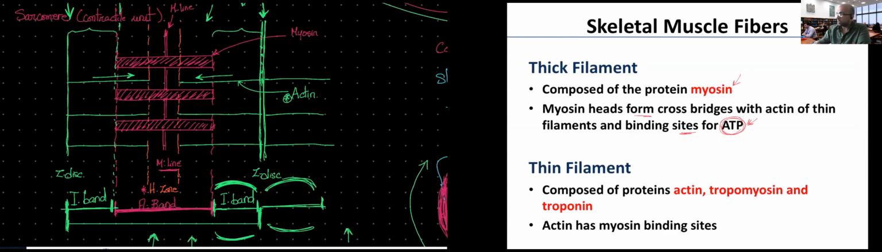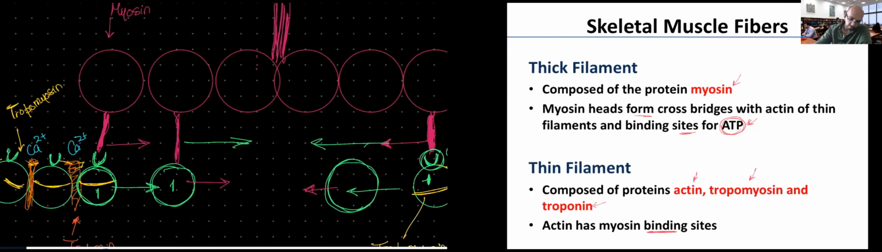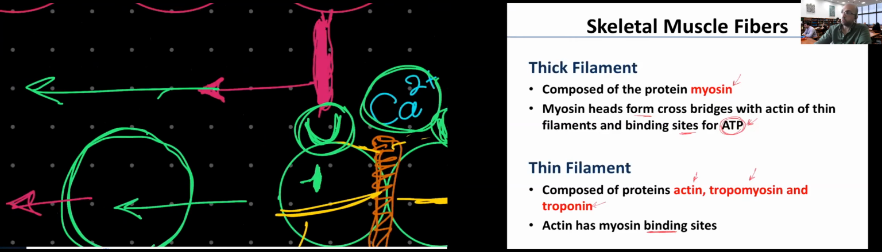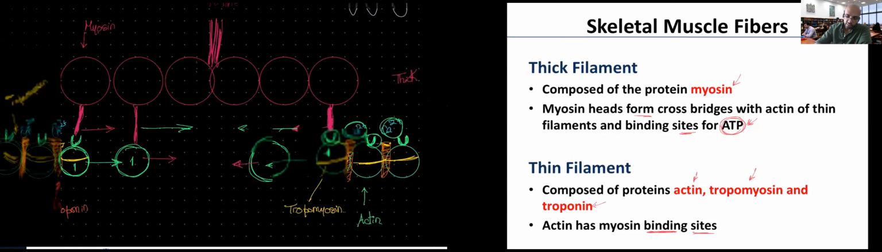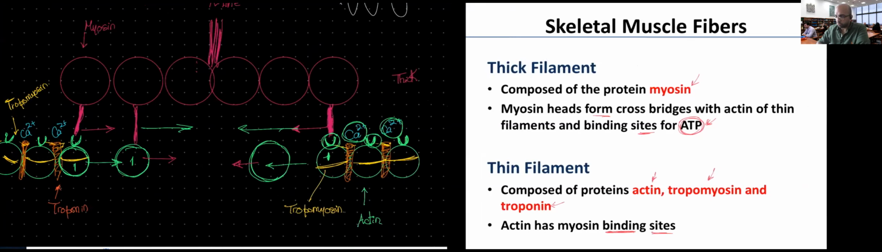Thin filament is going to be composed of the proteins actin, tropomyosin, and troponin. Actin has the myosin binding sites, if you remember. The binding sites on the actin are going to be exposed in order for muscle contraction to take place. So we've got the binding sites on the actin subunits, where the myosin heads are going to be forming the cross bridge.